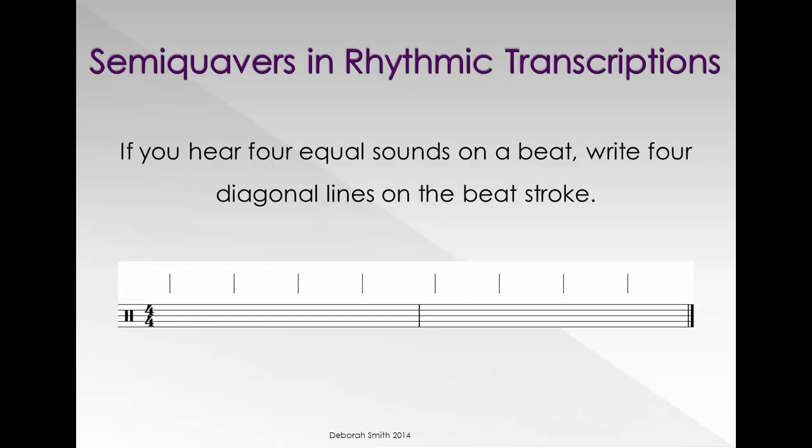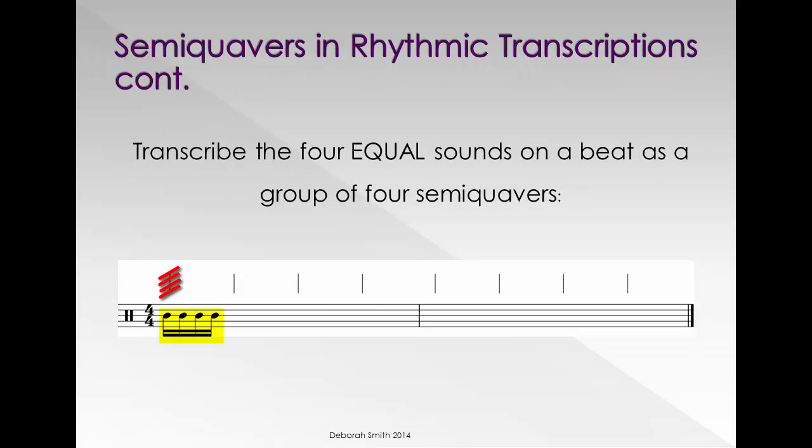In rhythmic transcription exercises, if you hear four equal sounds on a beat, write four diagonal lines on the beat stroke, like this. To transcribe those four equal sounds on a beat, as a group of four semiquavers, you write it like this.